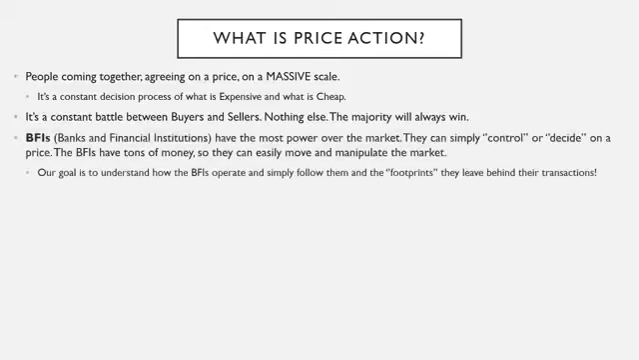What I truly believe is that the BFIs, I call them the BFIs, so banks, financial institutions, hedge funds, pension funds, all of those guys, actually control the market. They simply have control, and they make the decision on the price. The BFIs have lots of money, so they can easily move and manipulate the market, and they decide what is going on. Us, as retail traders, we have no control over the market moves. Even if you trade 100 lots, even if you trade 1,000 lots, still you do not move the market. We are just little ants, just little dots in the grand scheme of things.